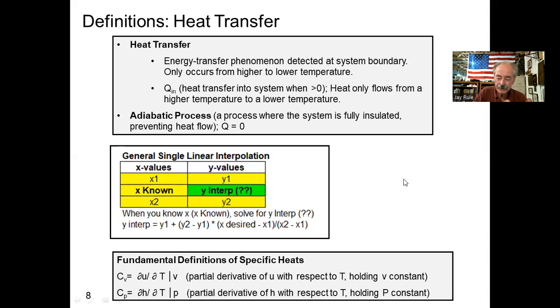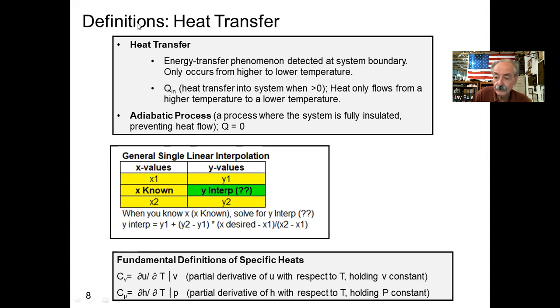Heat transfer. What's the difference between heat transfer and work? Both heat and work are boundary phenomena, but you can identify heat transfer due to it flowing from a high temperature to a low temperature. Heat flows from high to low temperature on its own.